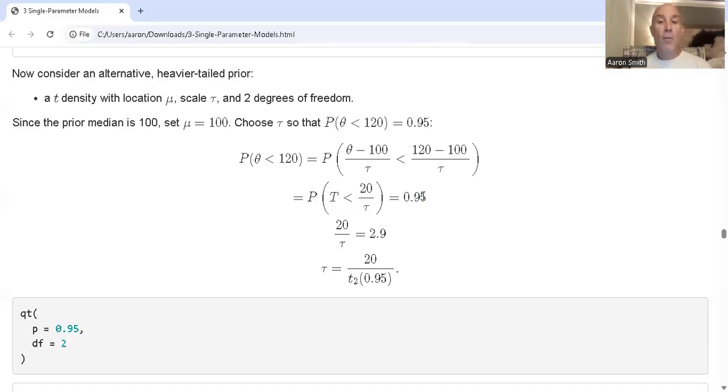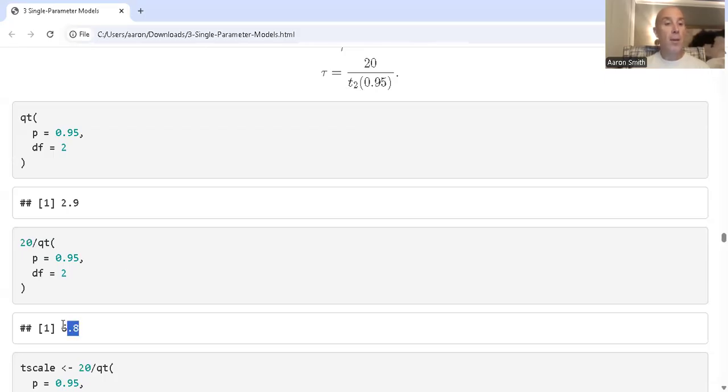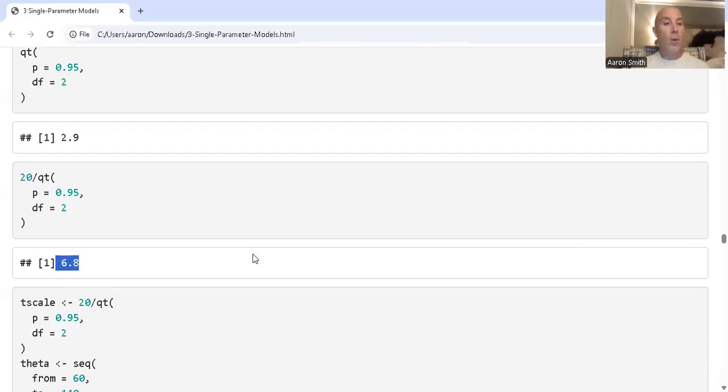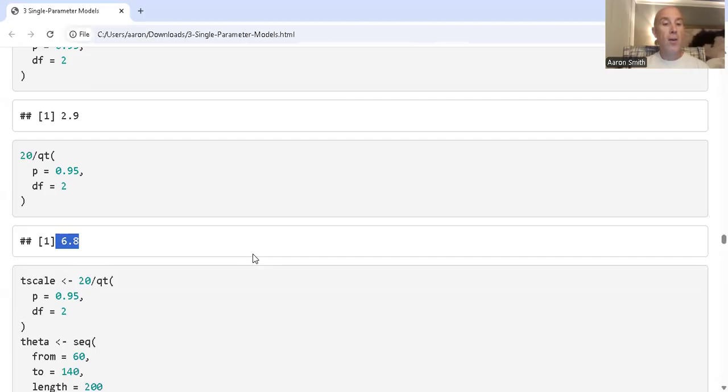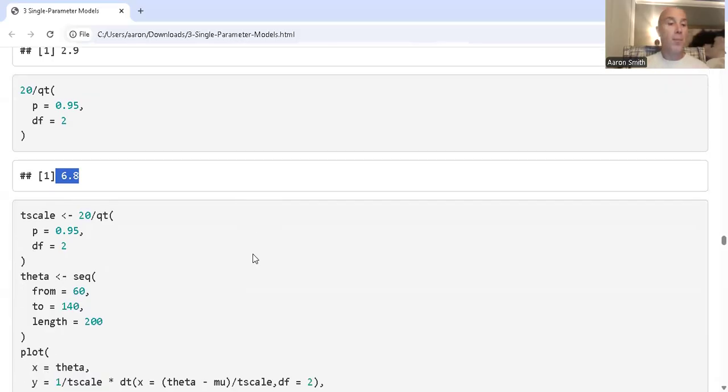I could use the inverse distribution function, use quantiles. There's a bunch of different ways I could go about doing this. So I know that this has to be true. Well then, I'm just going to do the calculation, and here I get 6.8. So that's going to be my t-scale, because we're not using the standard t distribution on this. We're adjusting the spread to fit the problem that we're working on.